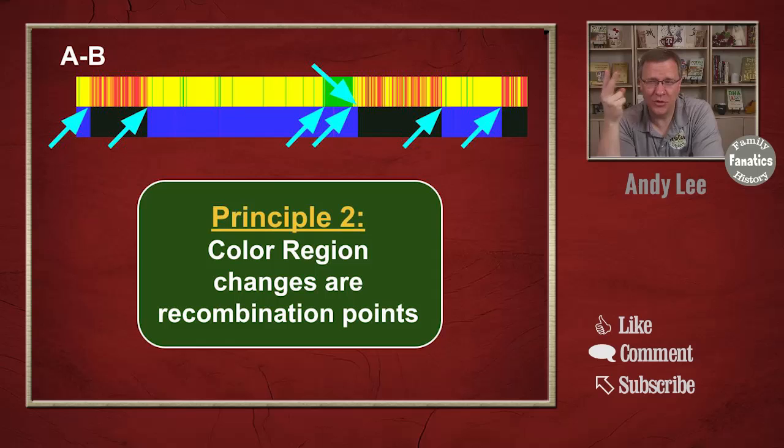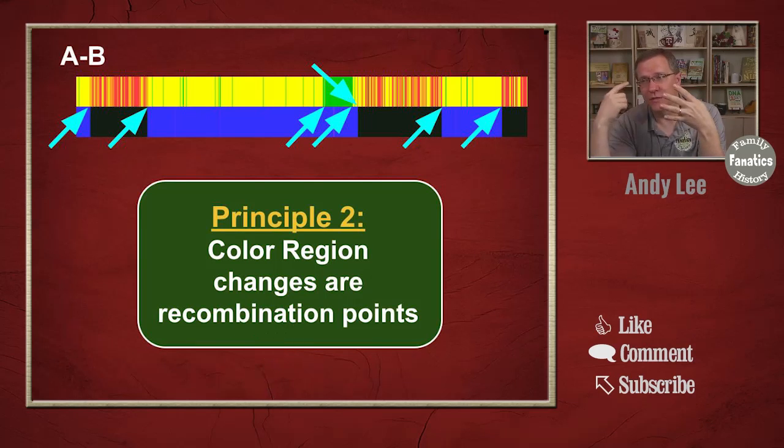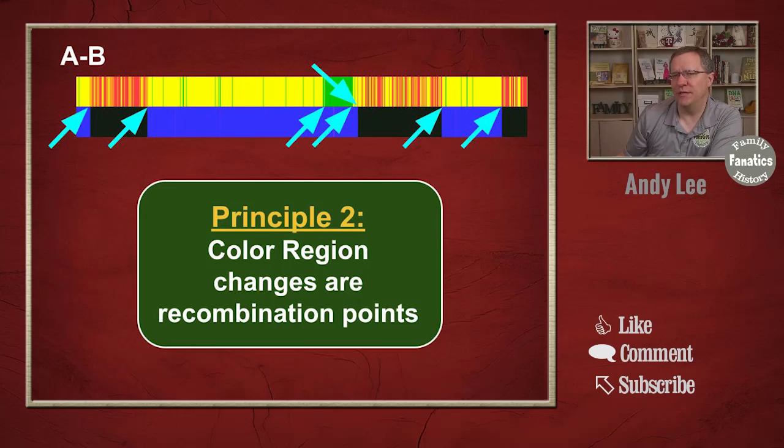Now, principle number two is that as the color regions change, these are the recombination points. And you can see I've highlighted them here. There's 1, 2, 3, 4, 5, 6, 7 recombination points on this chromosome. Now, when you think about this, each person has two chromosomes, a pair, and there's two people. So while there's 7 recombination points in the comparison, those 7 recombination points are distributed just between these 4 chromosomes. So it's entirely possible that one or more of those chromosomes have no recombination points and the others have 3 or 4. We'll see as we get some more data.